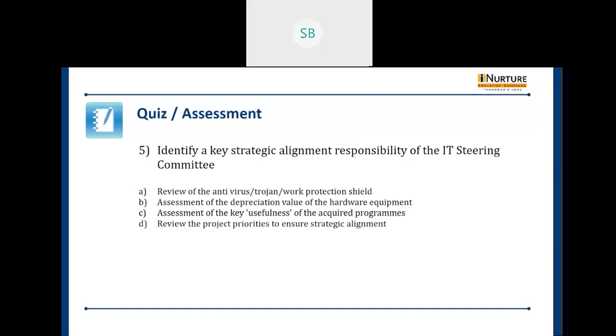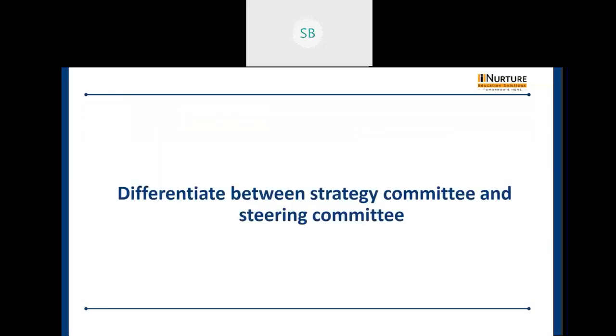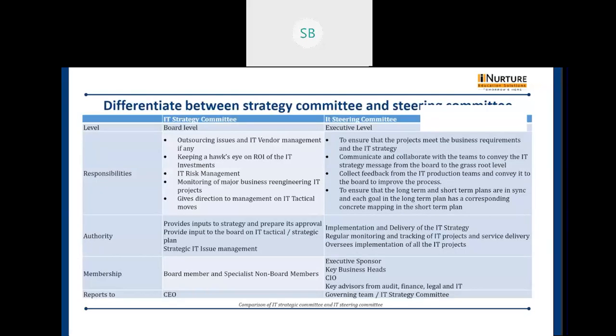Similarly, identify the key strategic alignment responsibility. So it's review of the enterprise assessment. You can just find it out. Now the last topic from this part is to differentiate between the tasks done by the strategy committee, which we studied earlier, and today's steering committee. So this is given like this.